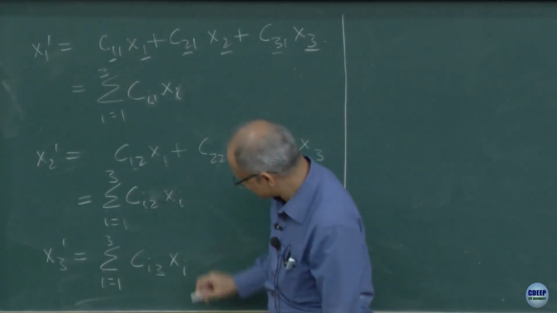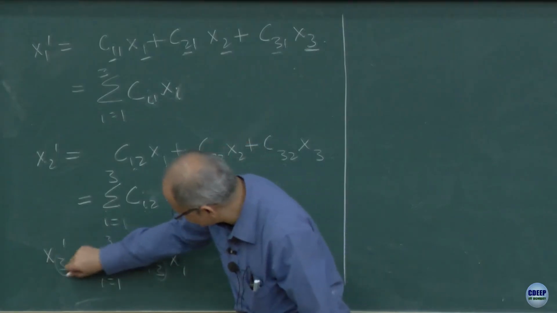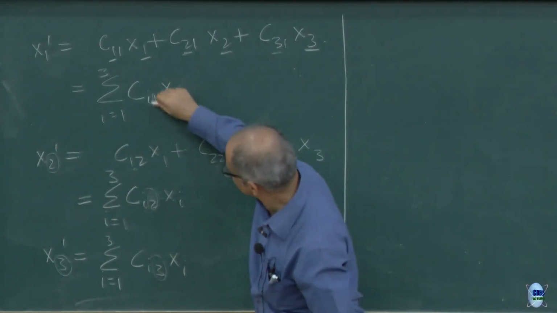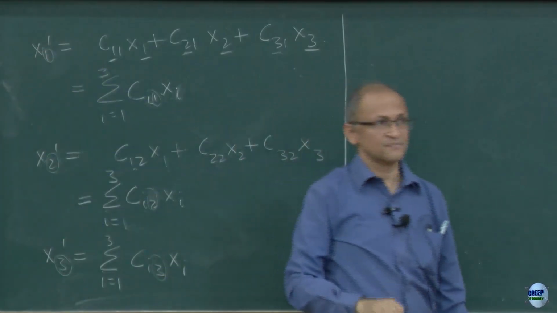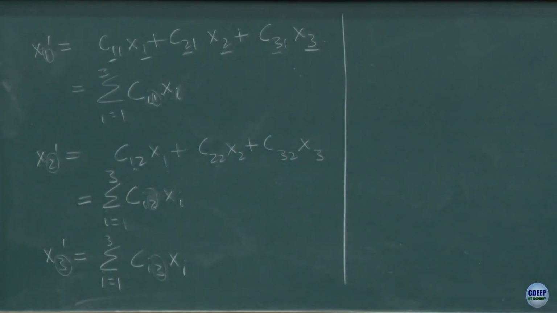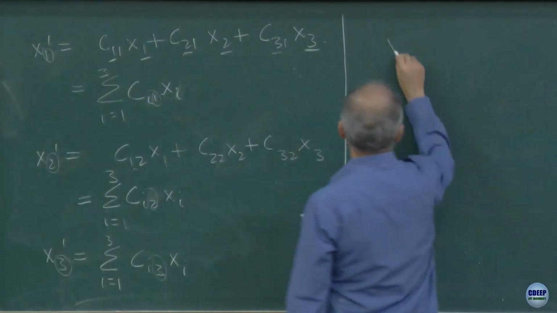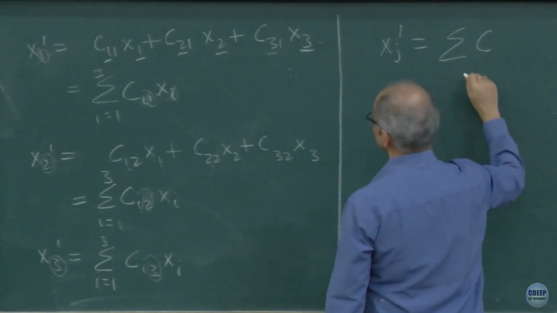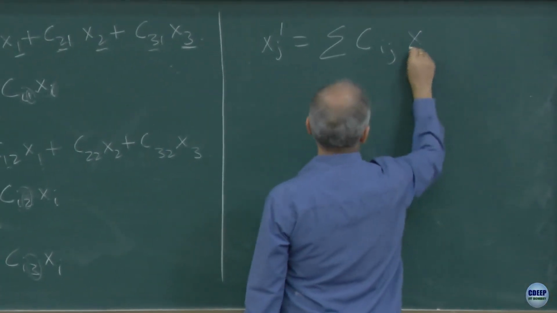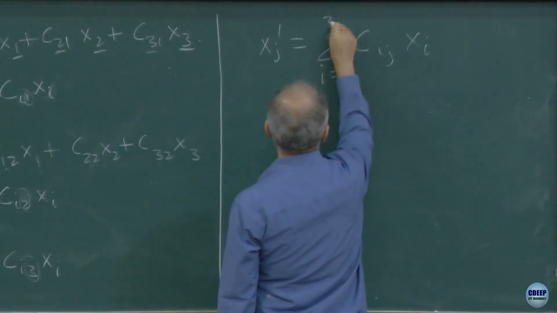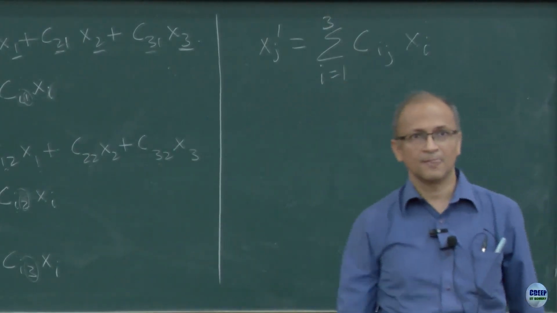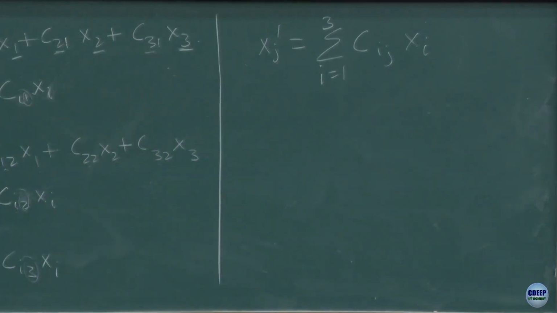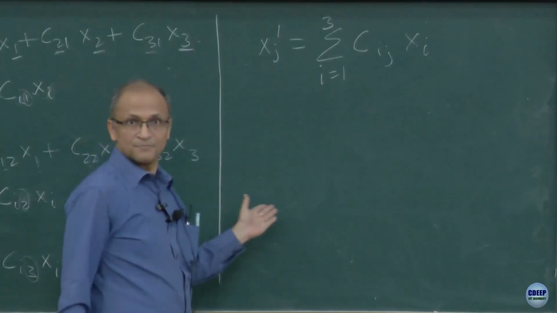Now the other thing which I realize is that whatever is a subscript here is a subscript here. Whatever is a subscript here is a subscript here. Correct? So if I have to write it out in a more generic form, can I write this xj prime is equal to the summation of C of ij and xi, i going from 1 to 3? Right? So this has exactly the same information that is there here as well.